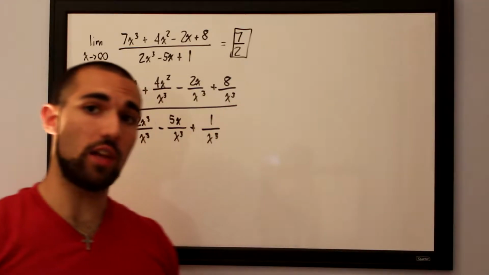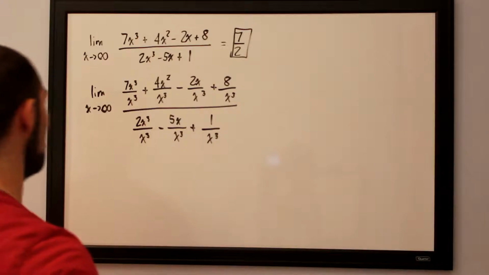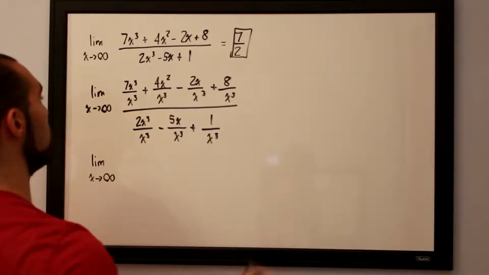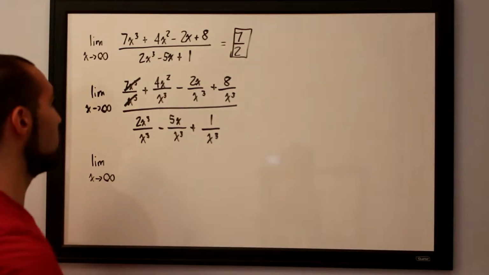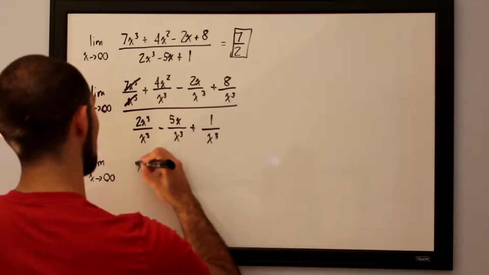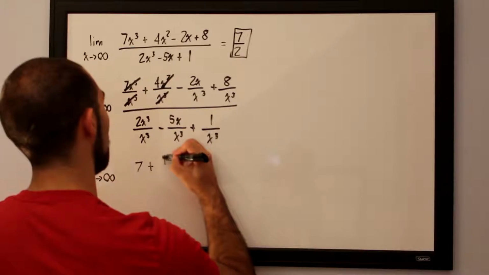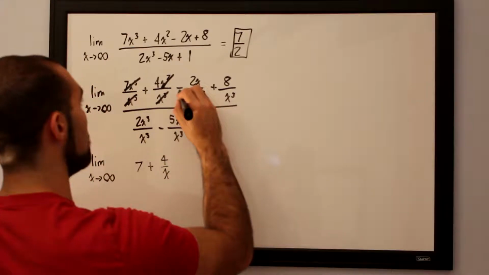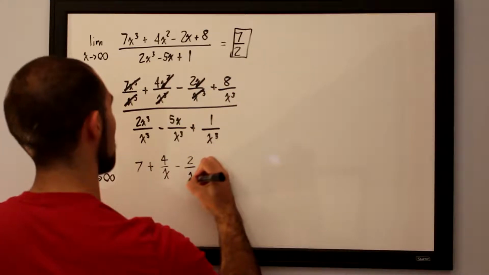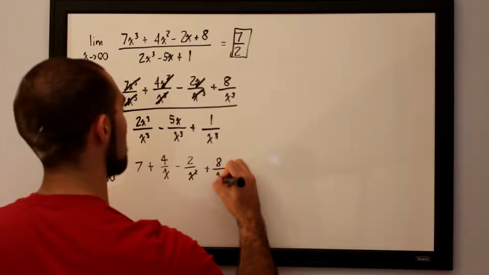Now we can cancel out some common factors in both the numerators and the denominators. Let's restart as a new limit: limit as x approaches infinity. These x to the thirds are going to cancel each other out, so all we're going to be left with is a 7. So 7 plus x squared over x to the third leaves you with 4 over x. And then minus 2x over x to the third leaves you with 2 over x squared. And then this cannot be simplified in any way, so it's going to be 8 over x to the third.